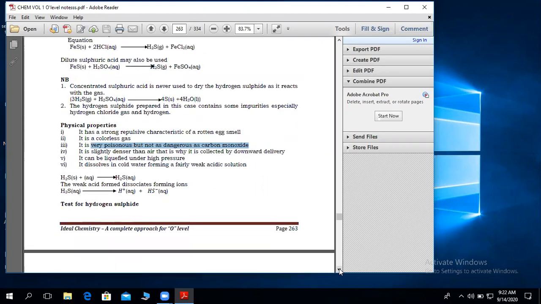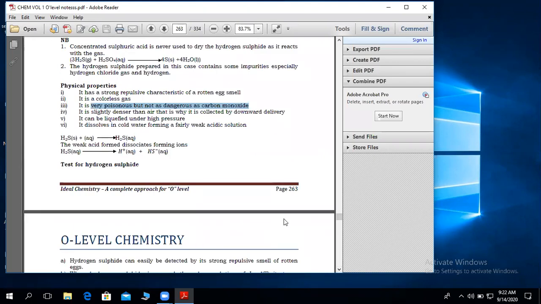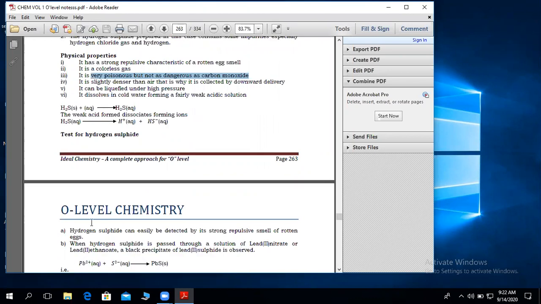Chemical test for hydrogen sulfide gas. How can we know that this gas we are dealing with is hydrogen sulfide when we are in the lab? Number one, we have already talked about this, that it has a repulsive smell of rotten eggs. There is no other gas. Once you are in the lab and you smell a gas with that rotten egg smell, don't think twice. That gas is hydrogen sulfide. It is the only gas with a rotten egg smell.